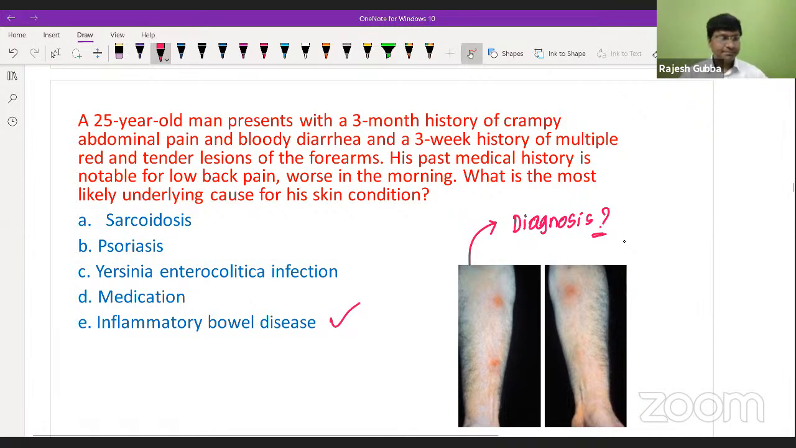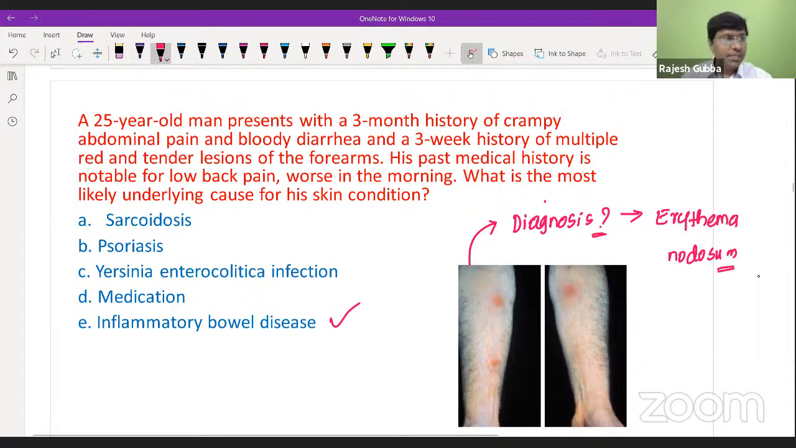Right, so the diagnosis is Erythema Nodosum. It is not Erythema marginatum, it is Erythema Nodosum. Erythema marginatum is seen over the trunk, and it is seen in patients with rheumatic heart disease.